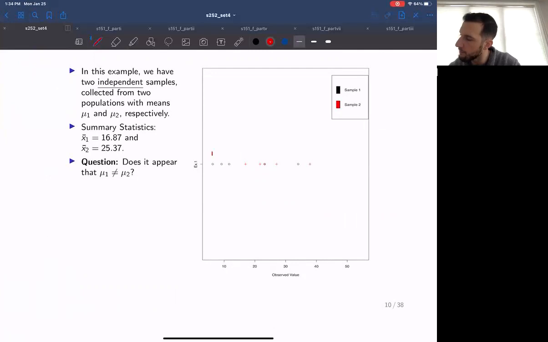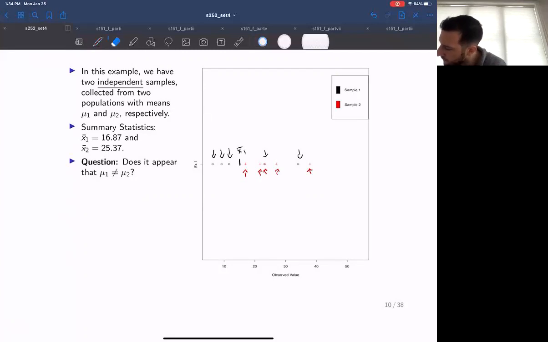The first sample are the black circles that are located on the grid. Okay, so here, here, here, here, and here. And the second sample are the red crosses, here, here, here, here, and here. All right. So these 2 samples were collected from populations with 2 different means. And you can see from the summary statistics that these means are fairly well spread out. So we have X bar 1 at around 16.85. Okay, so X bar 1 is going to be about here. And we have X bar 2 at 25.30. So that's going to be about here.